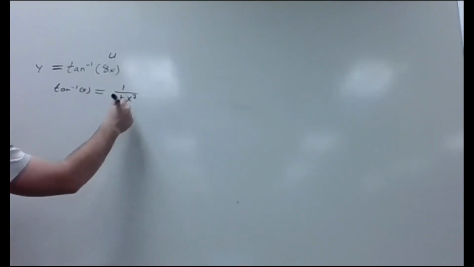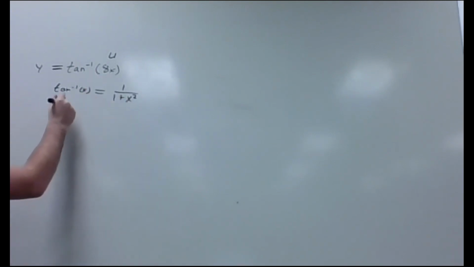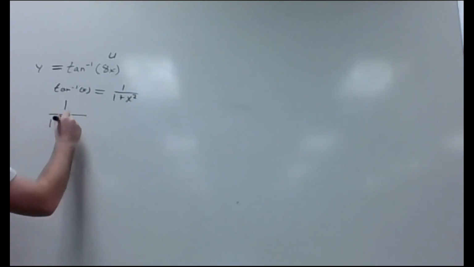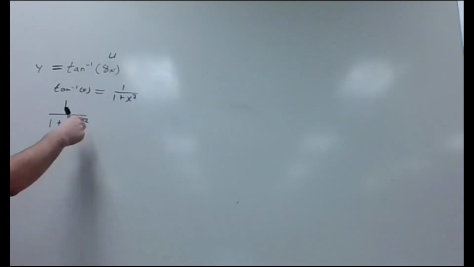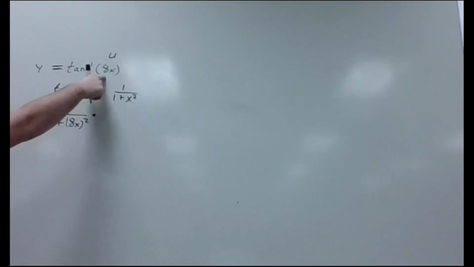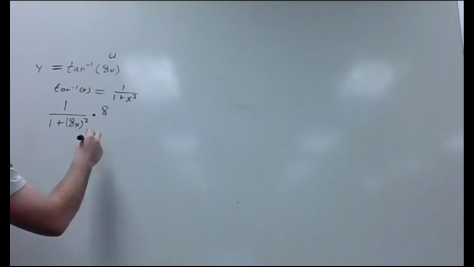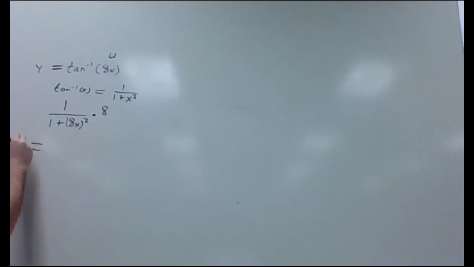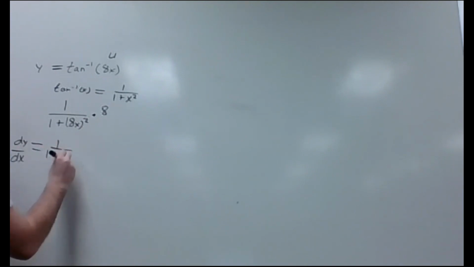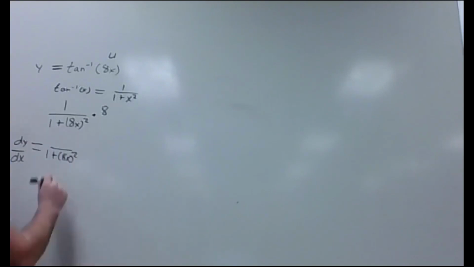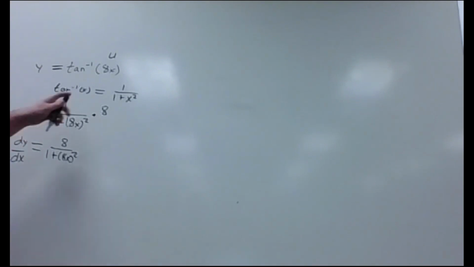We know that this is our u, so we're going to have this u squared on the bottom. So we're going to have 1 over 1 plus our u squared, where our u is 8x squared. And then we multiply it by the chain rule, or the derivative of the inside function, which is 8. So then our answer would be 8 on top over 1 plus 8x squared. So just brushing up on the stuff on the inside and remembering chain rules will help a lot on the derivatives.